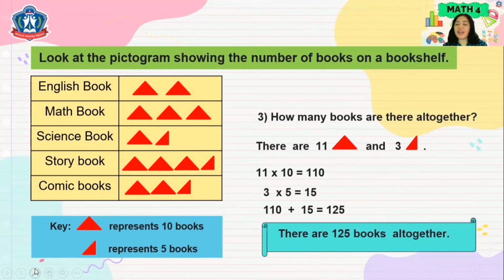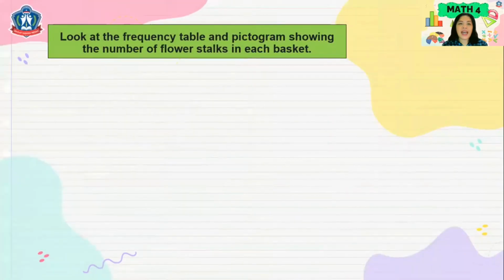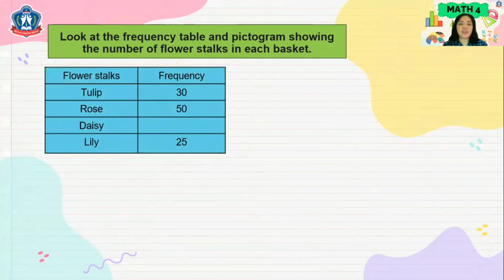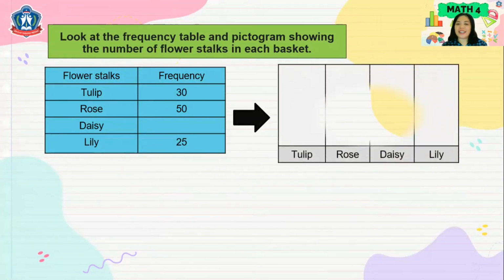So there are 125 books altogether. I have here a frequency table and pictogram showing the number of flower stalks in each basket. Take a look here. I have tulip, we have 30, rose 50, the daisy is empty because we are going to try to find how many daisies. And we have lily 25. Now, let's change this frequency table into a pictogram and it will look like this.